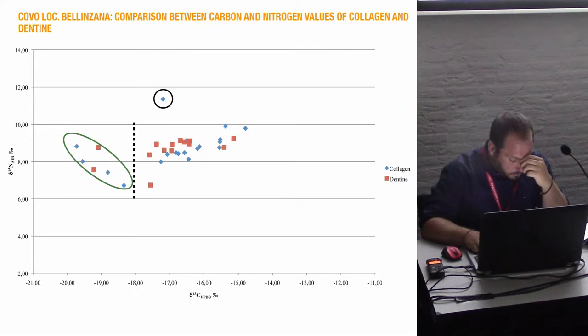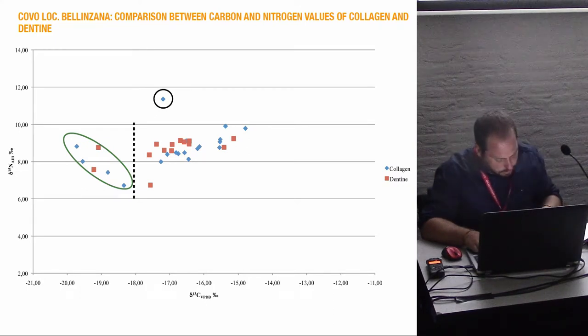The carbon collagen value ranged from 19.7 to 14.7, so it's a very wide interval. This suggests a different diet within the sample analyzed. Also, the dentine carbon values range in a wide interval, from 19.2 to 15.1.